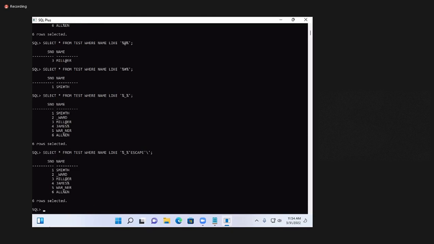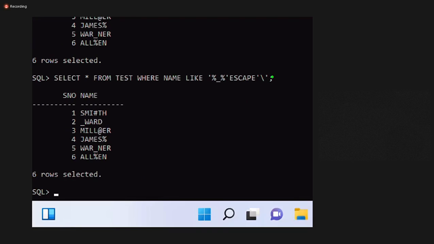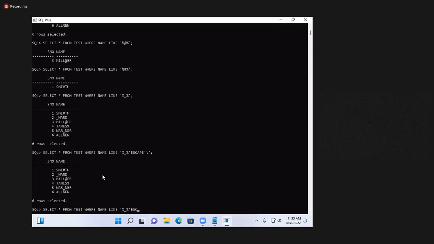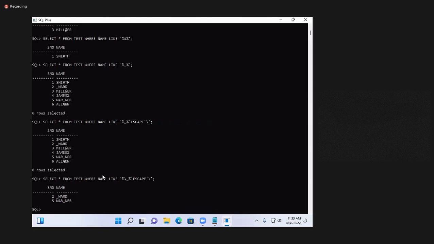So why was it showing some wrong result? The reason is that the escape sequence slash should be predefined with your underscore. So I need to put that symbol along with my underscore, then only that underscore will be converted into a special character. So how I'm writing: slash underscore percentile, close your string expression, and add escape, escape slash, and now you can execute, Warner and Ward.